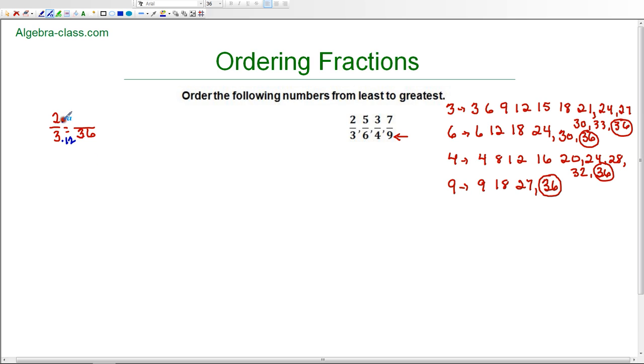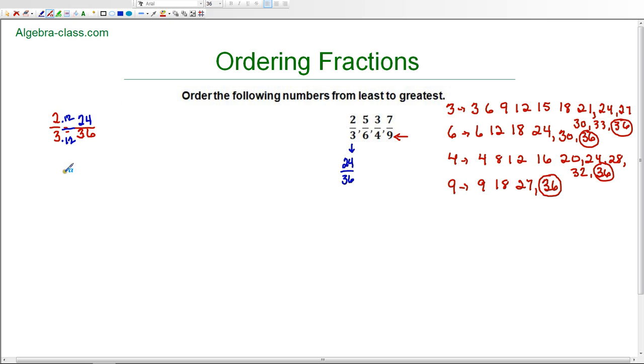So if I multiply 3 times 12 to get 36, then I need to make sure that I multiply my numerator by the same number. 2 times 12 is 24. So 2/3 is equal to 24/36. I'm just going to write that underneath here, because 2/3 and 24/36 are equivalent.